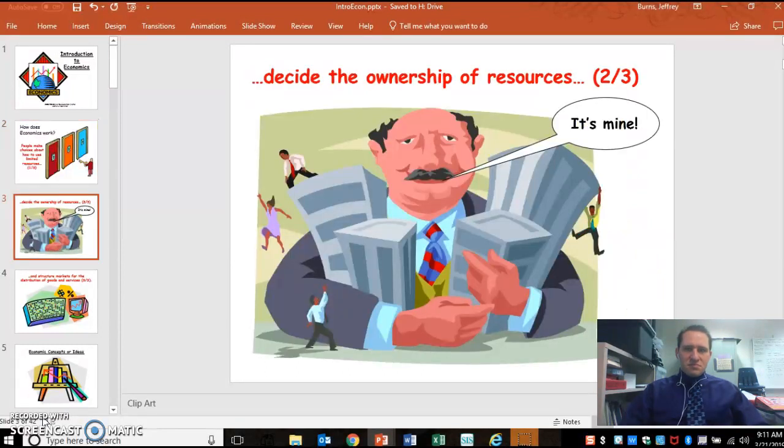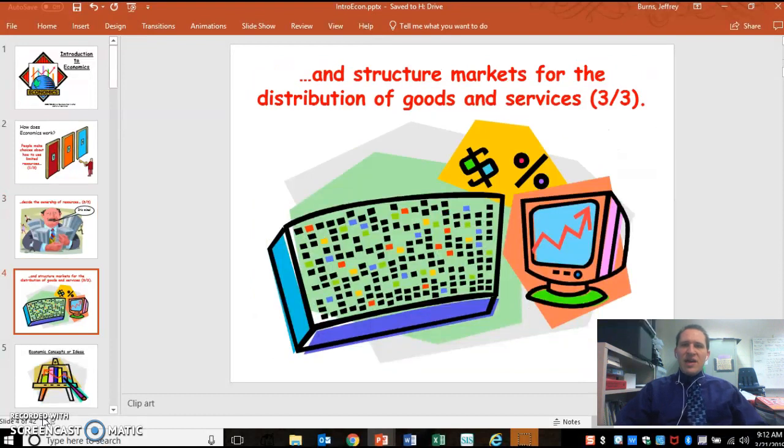It's also how we decide the ownership of resources. So who owns it? Do the people own it? Do businesses own it? Does the government own it? And then we structure markets for the distribution of goods and services. Markets is one of your vocab words, anywhere where buyers and sellers interact. Goods are physical things that you can buy and use, and services are things provided for you. How these things interact, what choices are made by people, and what resources are available are all the things that define economics.